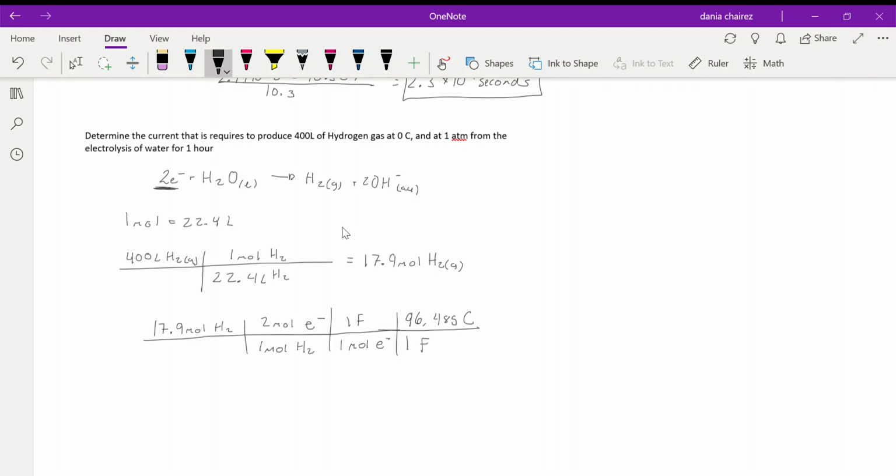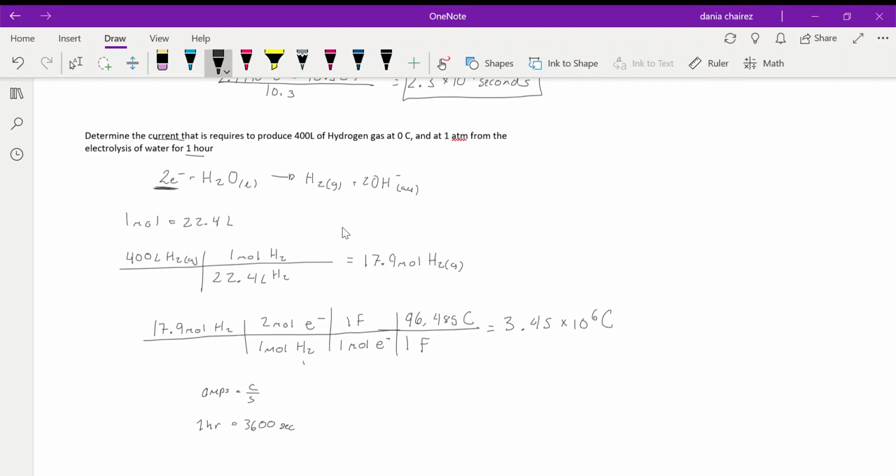So then we solve for our coulombs, because that's what we want to end up with, and we end up with 3.45 times 10 to the 6 coulombs. And then we have 1 hour, and we're trying to figure out the current. If we remember, the current is our amps. So amps equals coulombs per second, but we're given 1 hour, so we have to convert 1 hour into seconds. And 1 hour is equal to 3,600 seconds. If you didn't know how to do that, it's just 1 times 60 times 60, because it's 60 minutes in an hour and 60 seconds in 1 minute.